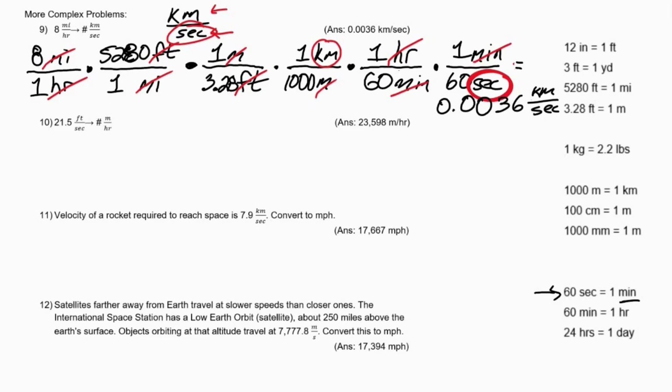Okay, so let's hop down to problem number 11. And this is a word problem. The most confusing part about this is actually just looking at the units. But, okay, so we have a velocity of a rocket required to reach space of 7.9 kilometers per second. Let's convert this into miles per hour. That's what mph actually is.